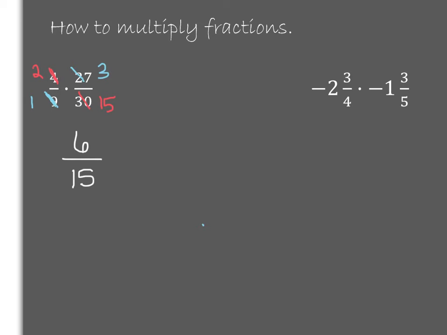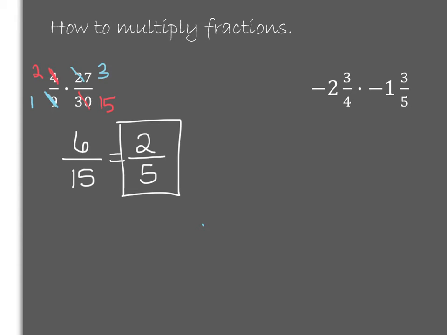And at this point, I would like to reduce again. So 6 and 15 are both divisible by 3. 6 divided by 3 is 2. 15 divided by 3 is 5. So final answer, 2/5. Had you multiplied straight across at the beginning, 4 and 27, 9 and 30, you would end up with this answer eventually, but it would take a lot more reducing.